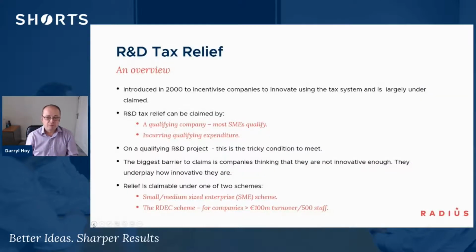R&D tax relief was introduced back in 2000 to help incentivise companies to innovate using the tax system. Claims can be made by qualifying companies, which have to be incorporated limited companies. Most SMEs who have qualifying R&D expenditure will qualify. The R&D project is one of the tricky conditions to meet. One of the biggest barriers we've had is companies thinking they're not innovative enough and underplaying how innovative they are. Relief is available under two schemes: the SME scheme for small and medium enterprises, and a scheme called RDEC, which is for large companies, or sometimes SMEs that are receiving grant funding.